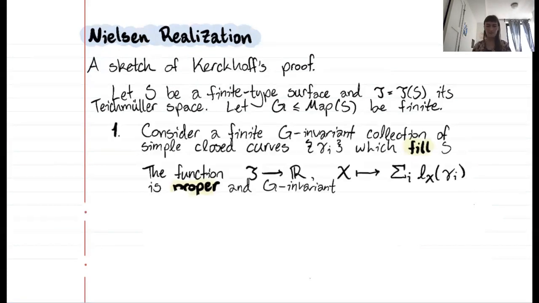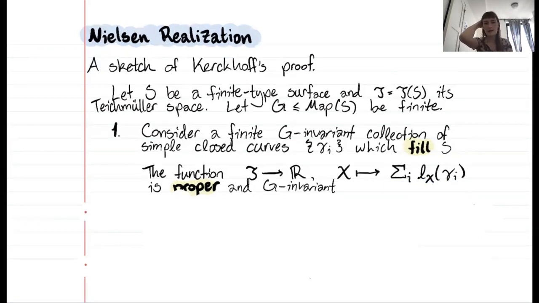Okay, now let's continue. We're going to consider a finite G-invariant collection of simple closed curves, I'll call it gamma i, which fill the surface. Let me remind you, that means that when you cut open the surface along all of these curves, what you get is a collection of disks, or once-punctured disks. So the function from Teichmüller space to R that assigns to a hyperbolic metric, so S equipped with a hyperbolic metric, I'll call it X, the sum over i of the length of the geodesic representative of each gamma i, is a proper function, and it's G-invariant. It's G-invariant basically because this collection is G-invariant.